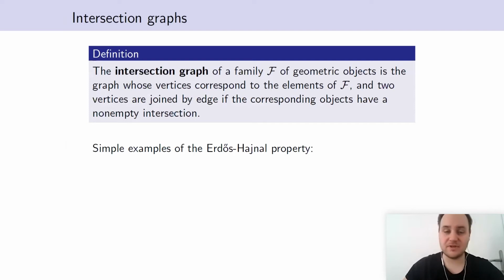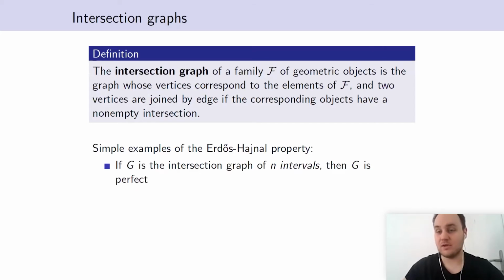Now let's see a few simple examples of the Erdős-Hajnal property in intersection graphs. The first easy example is the classical folklore result, which tells us that if we look at the intersection graph of intervals on the real line, then this graph is perfect, which means that its chromatic number equals its clique number. This implies that such a graph on n vertices contains either a clique or an independent set of size at least square root n, and here the square root n is sharp.